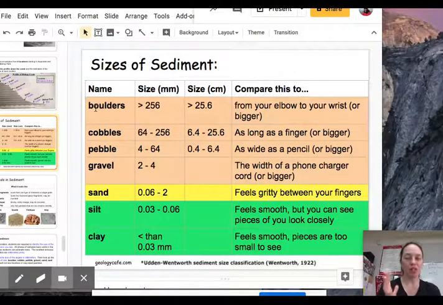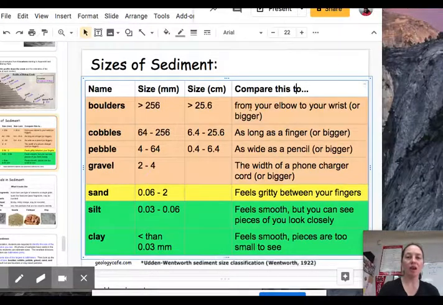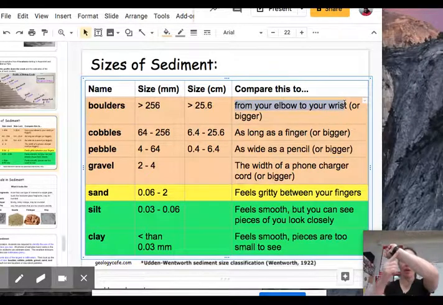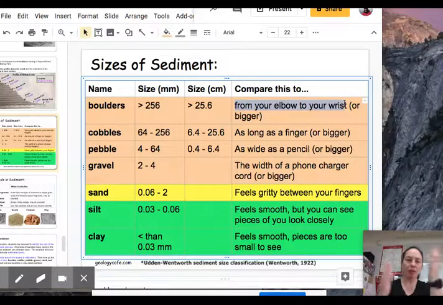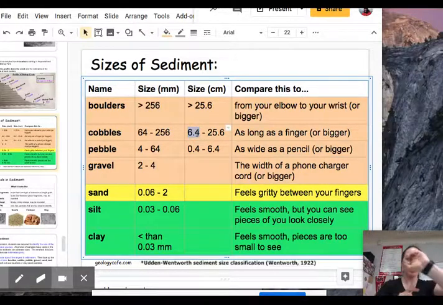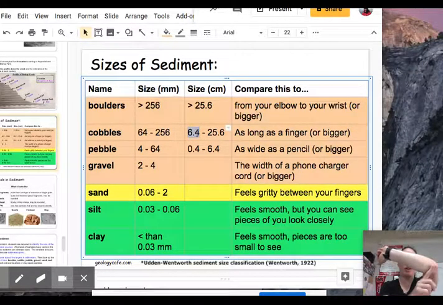So boulders are big rocks, and they can be as big as a house or a car, but when we're comparing this, the boulder has to be as big as from your elbow, so right here, all the way up to your wrist. If it's bigger than that, it's a boulder. If it's not a boulder, now, if it's smaller than that, if it's somewhere between as long as your finger, so 6.4 inches or centimeters is about as long as your finger, to 25.6 is about the length from your elbow to your wrist, that would be measured as a cobble.